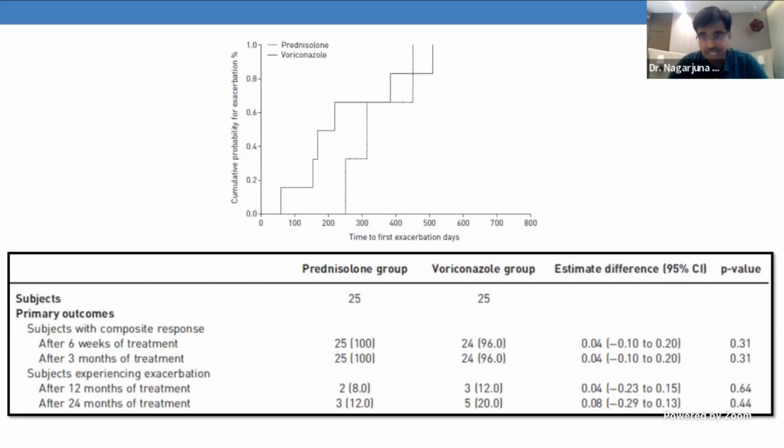Again, here they looked at composite response. You can see that by the end of 3 months, 96%, almost all of them, were achieving remission. And then the number of people exacerbating after stopping therapy at 1 year and 2 years was almost similar between the two groups. So again, voriconazole and prednisolone were faring equally well while treating acute ABPA.